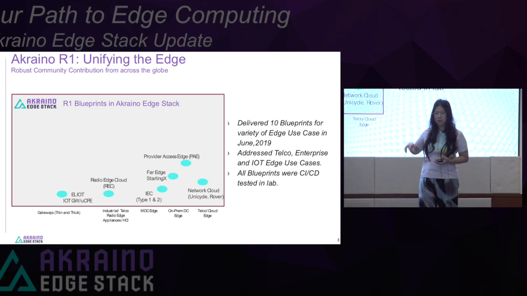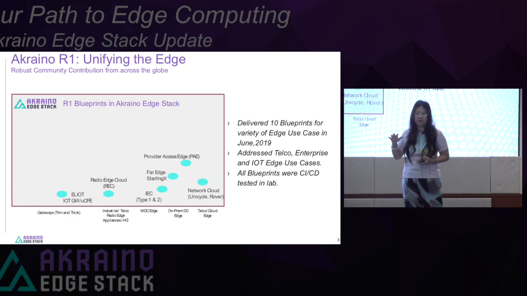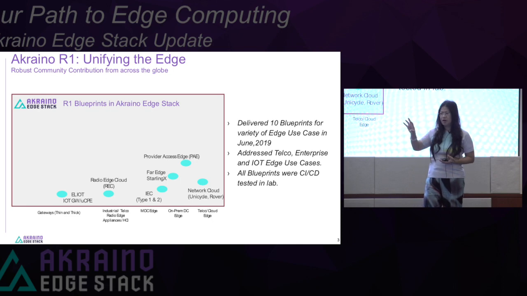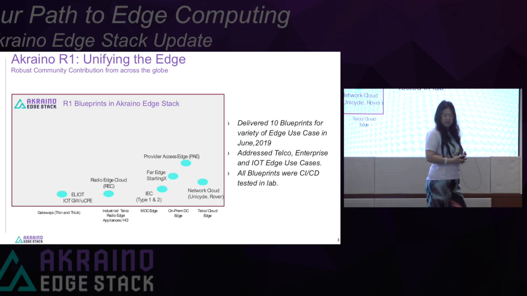Unicycle is a rack with 6 to 7 servers, like 3 for control nodes and the others for compute nodes. And Rover is more like a far edge, with only 1 server. But using network cloud, you can do multi-site configuration. Any questions so far? Okay, so let's move on.